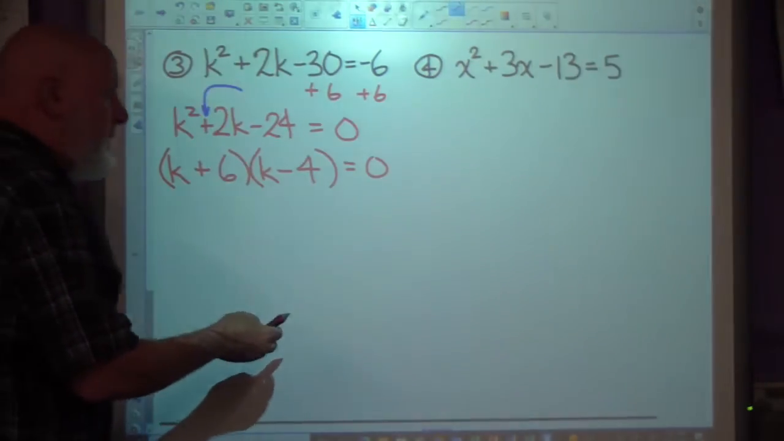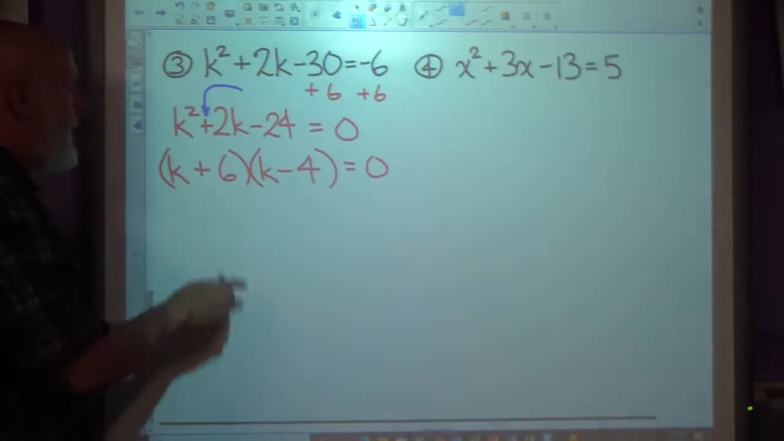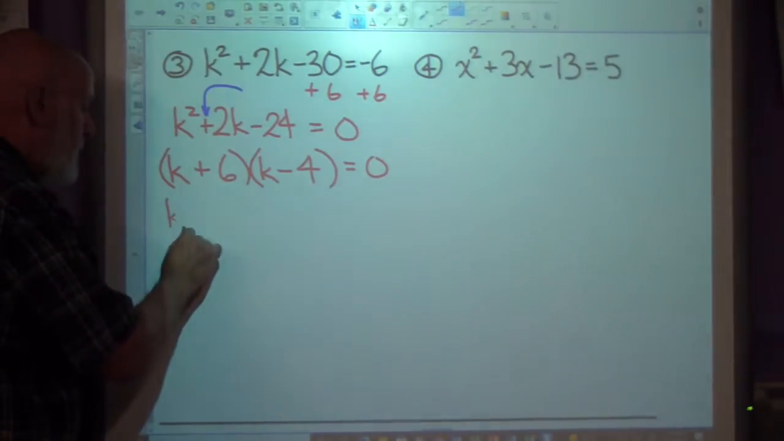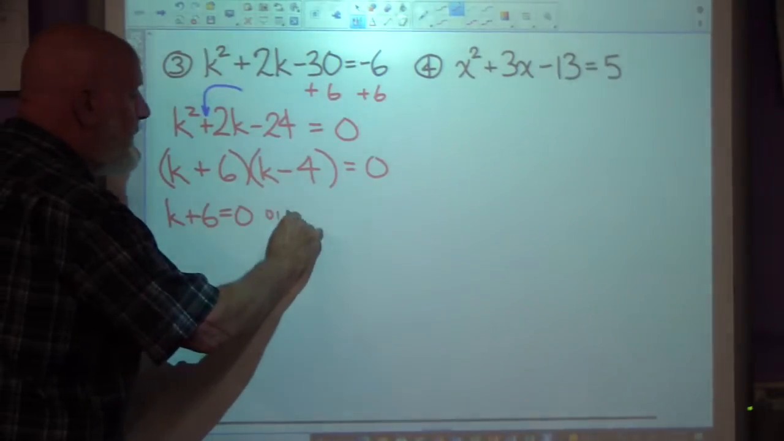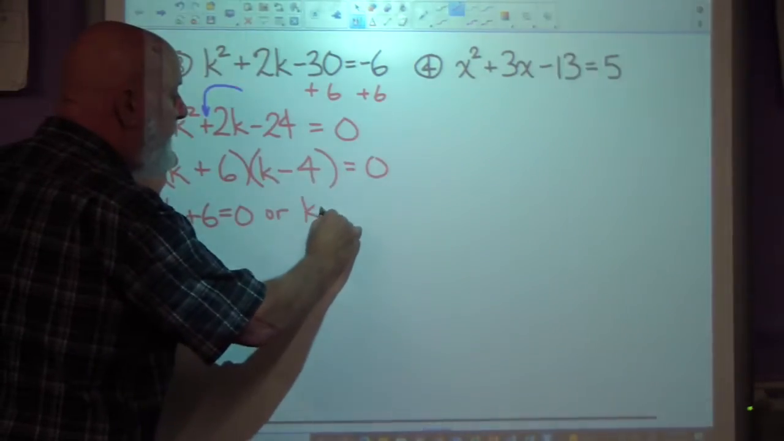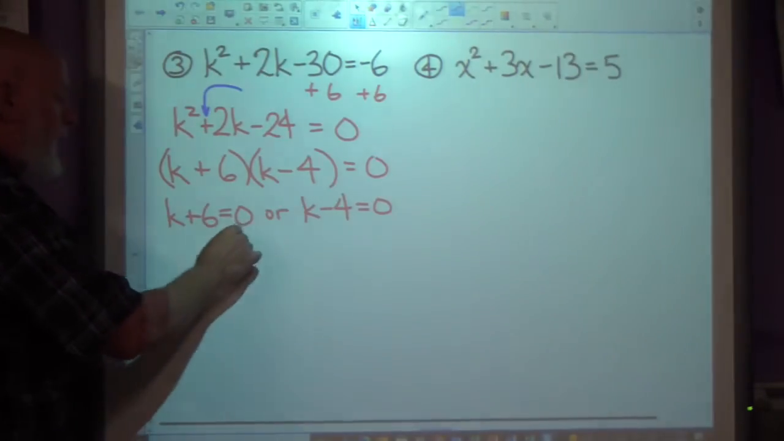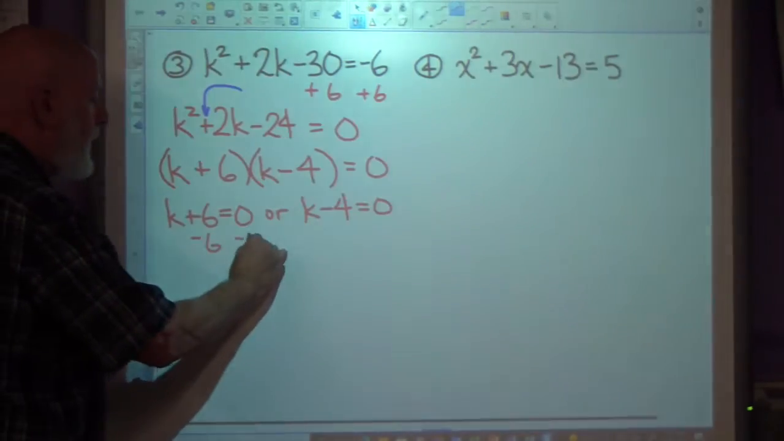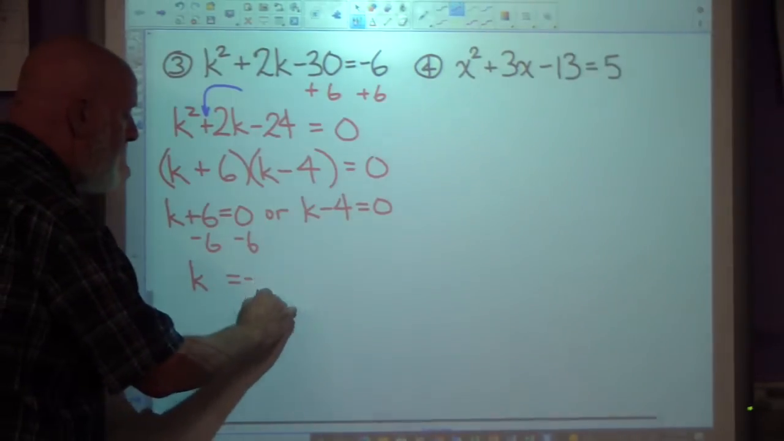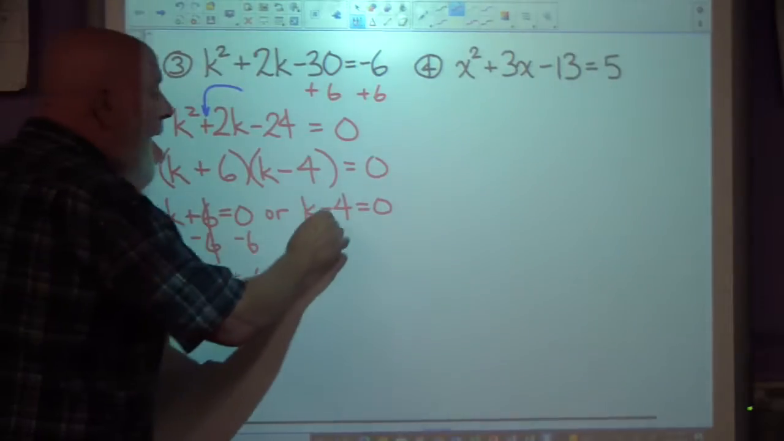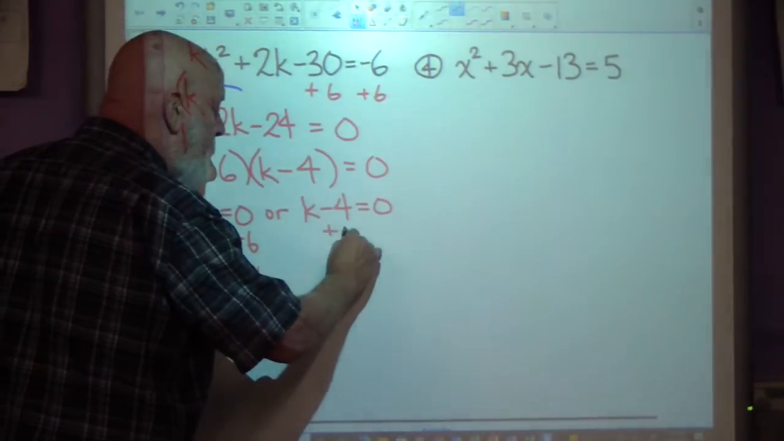And now I employ the zero product property. I say, if this times this is 0, then either this has to be 0 or this has to be 0. And I solve both of these little equations. Subtracting 6 from both sides yields k is equal to -6. Adding 4 to both sides, we undo, so to speak, what's done to the letter.